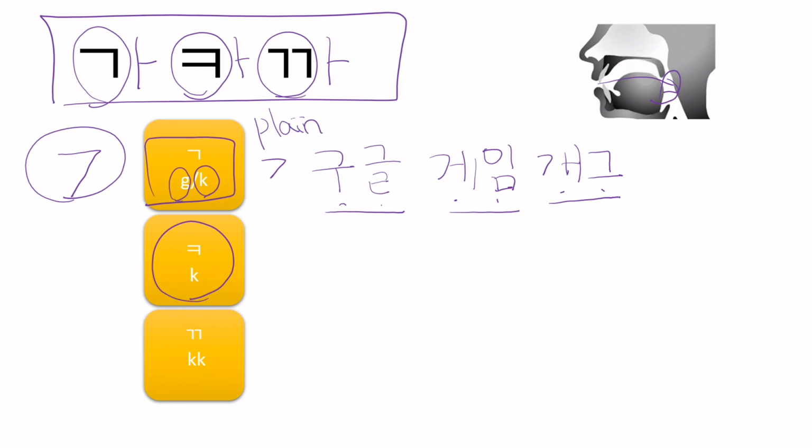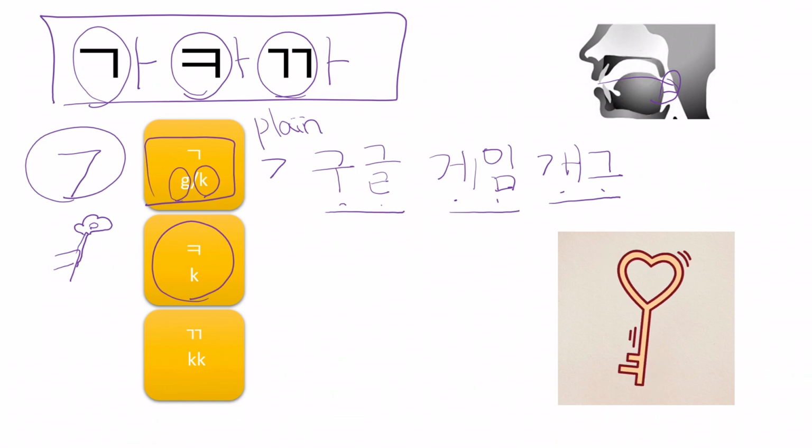K sound is an aspirated sound. That means that when you say it, it's much lighter and you have air coming out of your mouth when you say it, as opposed to k, k, k. And k sound, when we see it, it sort of looks like a key. So it's a k sound.